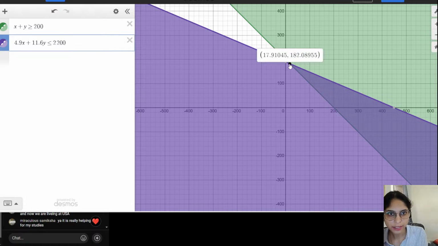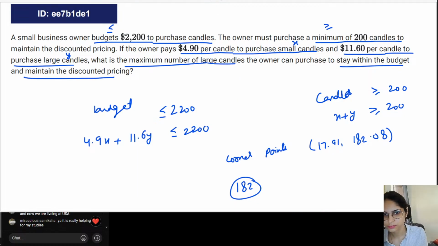Now 17.91, if you will see, that's the minimum value of small candles. Maximum value of small candles is actually 448.9, so that is going to be 448. But for Y, it's 182 and it's going to be 0. The minimum is going to be 0, maximum is 182.